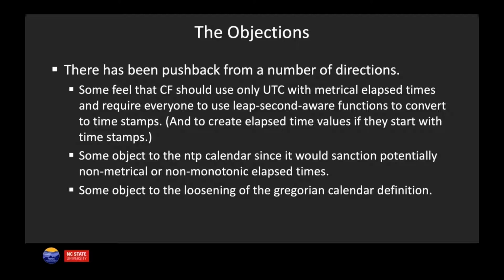Some object to the NTP calendar because it would sanction potentially non-metrical or non-monotonic elapsed times. Last of all, some object to the loosening of the Gregorian calendar definition to say, well, we're not really entirely sure what is in this, because we don't know how it was done and we didn't have a way to let someone signal something else in the past.